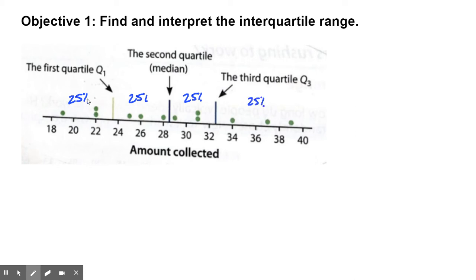If you look at the dots, there's 3 dots, then 3 dots, then 3 dots, then 3 dots. Exactly the same number of dots in each section. And the interquartile range involves the third and first quartile, this value and this value. So from here to here is the interquartile range. And that again is the middle 50%.